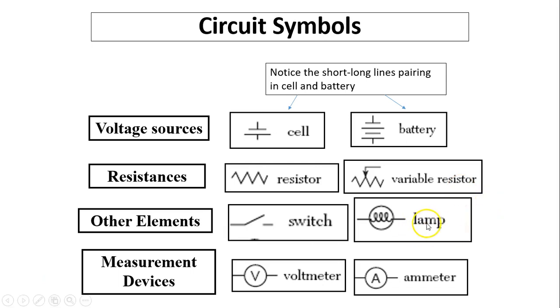The other elements are a lamp. A lamp is really a special resistor, but it has its own symbol. So if you are given a lamp in a circuit, you have to use the lamp symbol to draw in the circuit. The other element we use is a switch. The measuring devices are the voltmeter to measure the voltage, the potential difference, and the ammeter to measure the current.